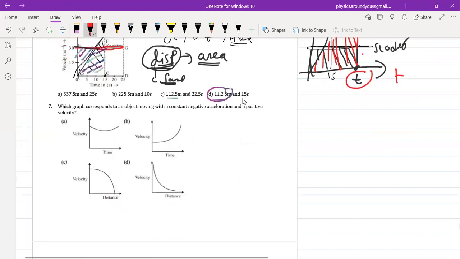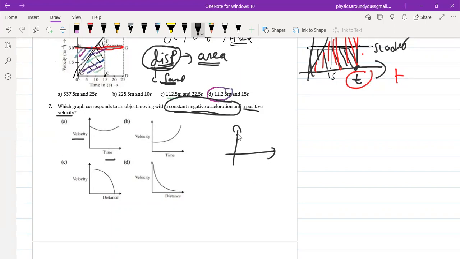Now, seventh question. Which graph corresponds to an object moving with a constant negative acceleration and a positive velocity? If it is a constant negative acceleration, how would the velocity-time graph look? It would obviously be a straight line, because the slope of the VT graph gives acceleration. If the slope is constant, the graph should be straight. So the first one is eliminated. B is not it either, because the VT graph has to be a straight line.